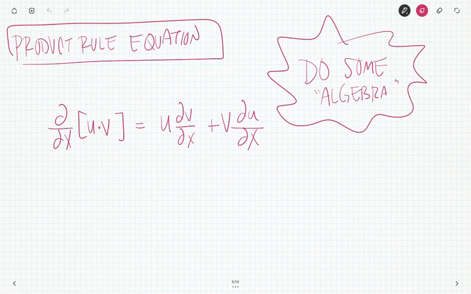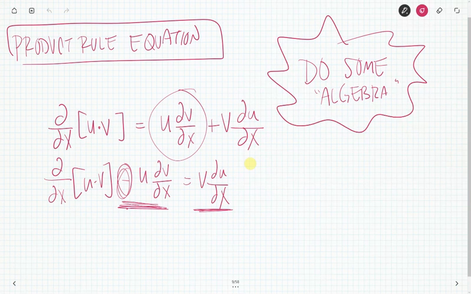And so we're going to do some algebra to this. And what we're going to do is subtract u dv dx from each side. And so we end up with u dv dx on the left side with a minus sign, and v du dx by itself on the right side.